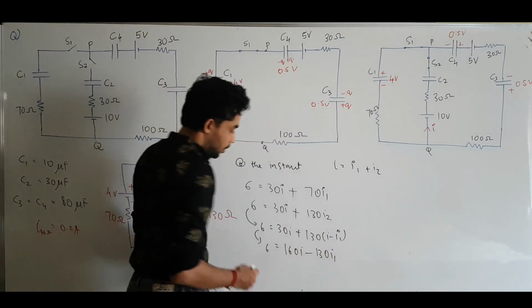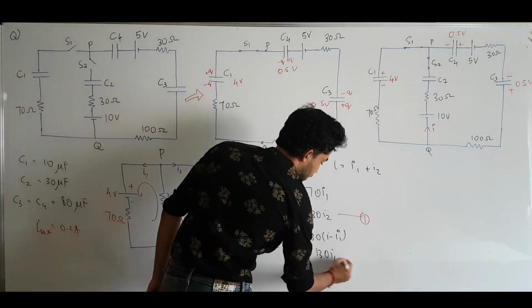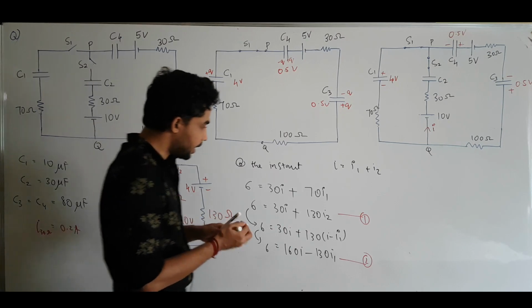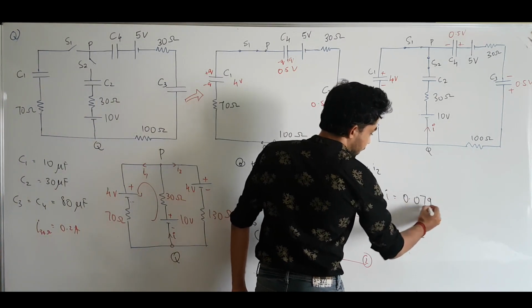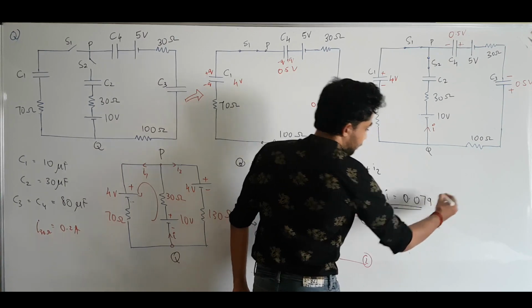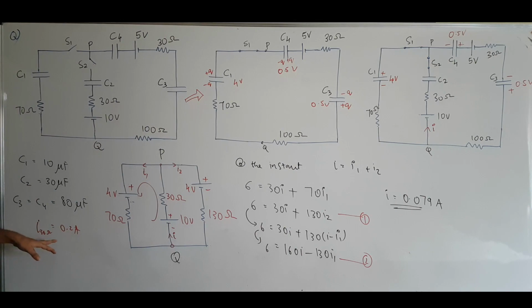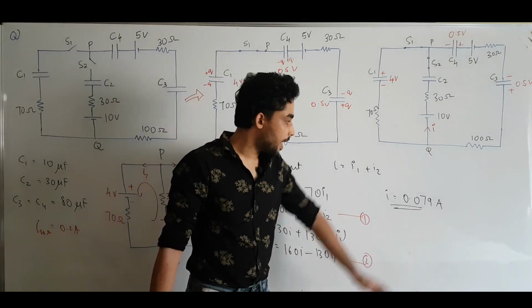So here I have two linear equations in two variables, and if I simplify this, I should get the value of I as 0.079 ampere. So the first option, whatever they said, is wrong. Why? Because they said the current should be 0.2 ampere, but we are getting 0.079 ampere.